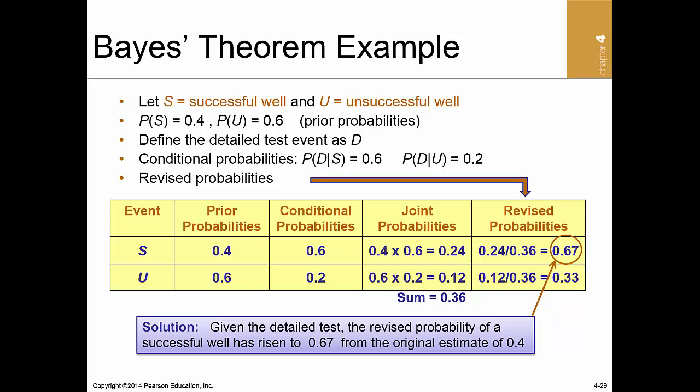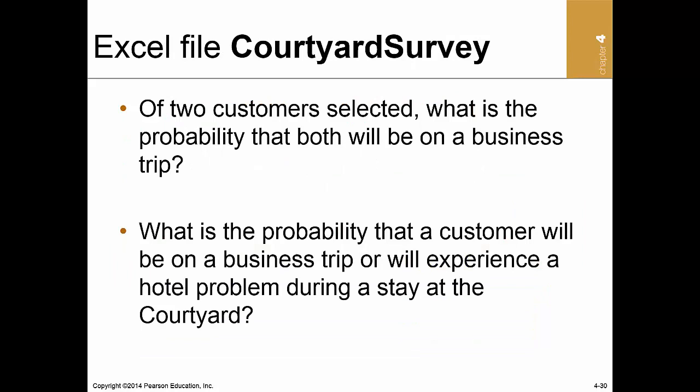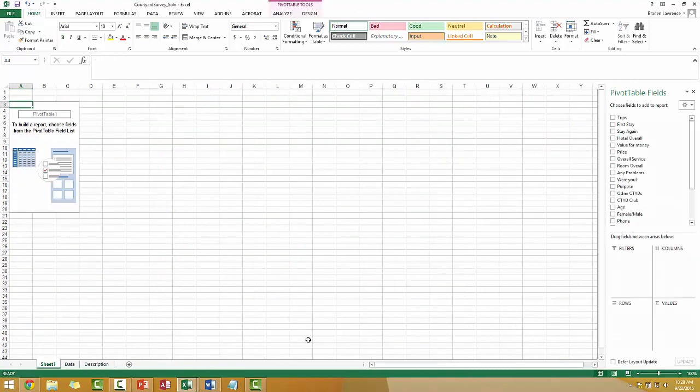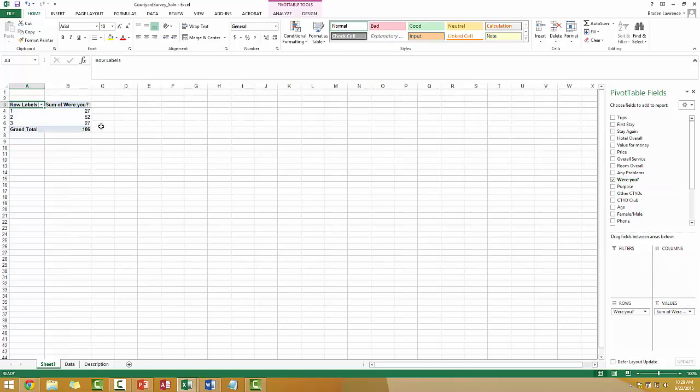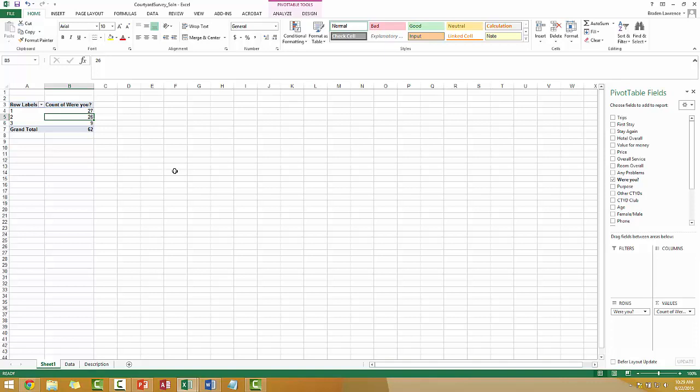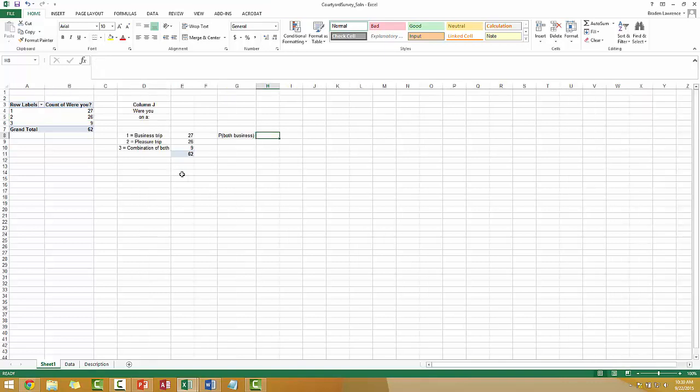Go ahead and open Excel file Courtyard Survey, and let's answer the following questions. Since we are interested in 2 customers being selected, what is the probability that both customers will be on a business trip? To determine this, column J will be our interest, and I would begin by creating a pivot table. So column J will be "were you", set values to count. In this case, 1 is business trip, so we have 27 out of 62 values.